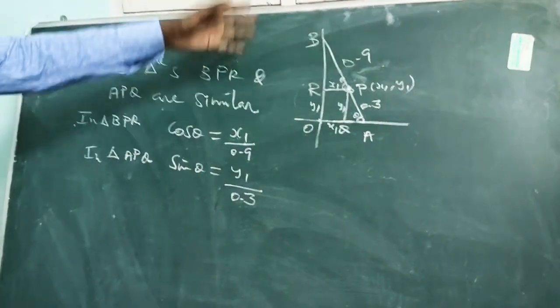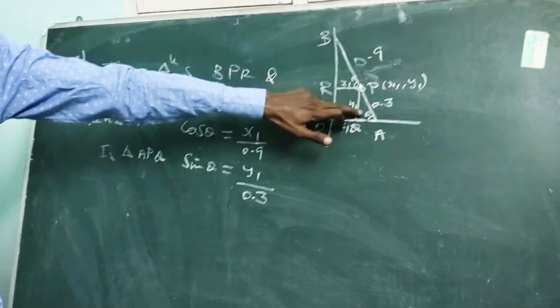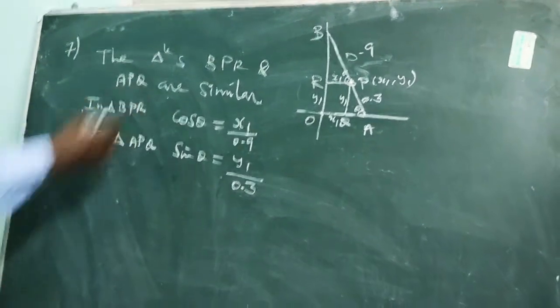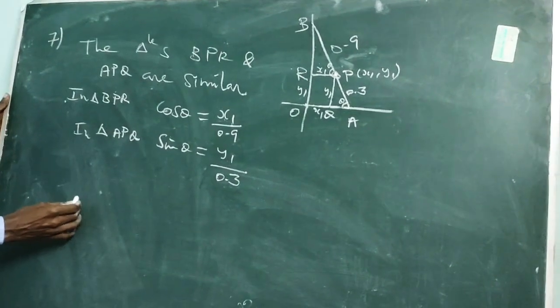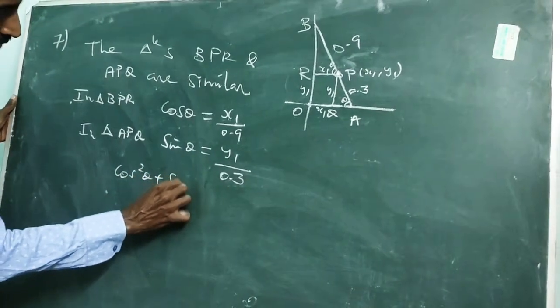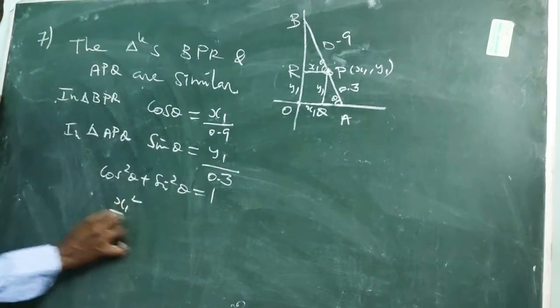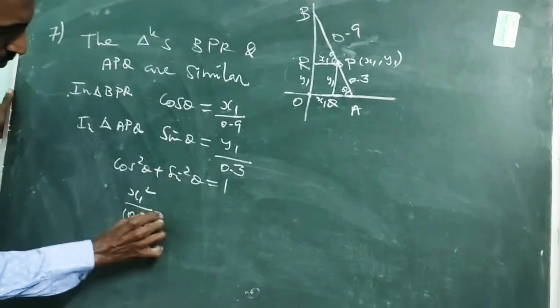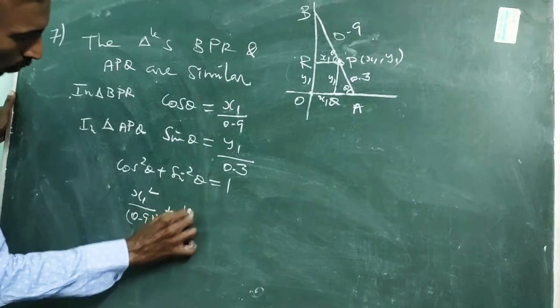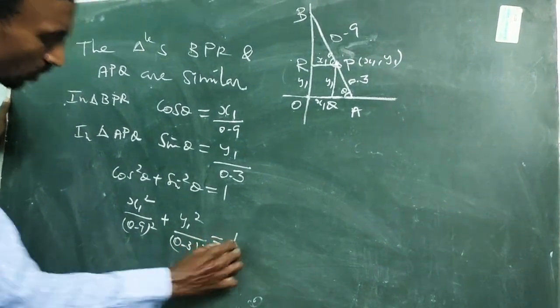So anywhere we can find out sin ratio, cos ratio, they are equal. In this triangle both the ratios are equal. So we know that sin square theta plus cos square theta equal to 1. So cos square theta plus sin square theta equal to 1. So x1 square by 0.9 the whole square plus y1 square by 0.3 the whole square equal to 1.